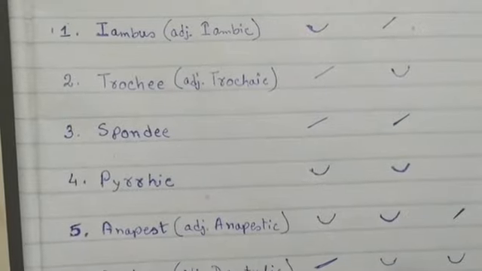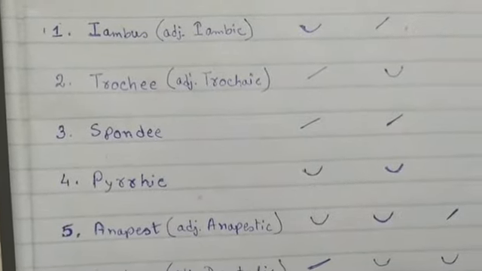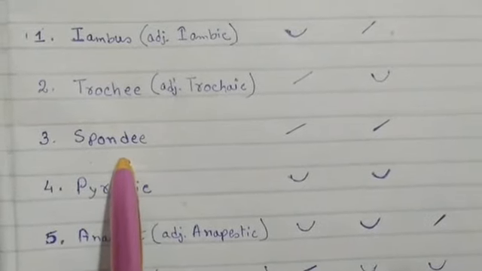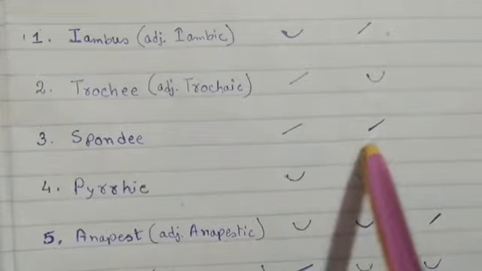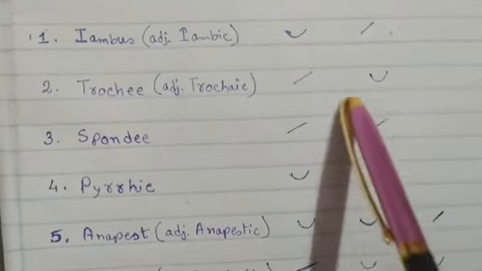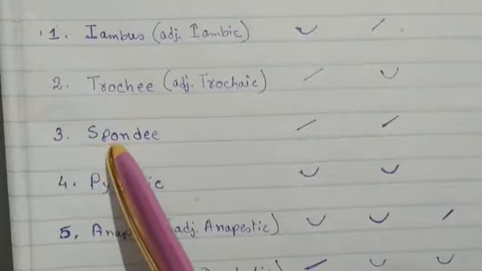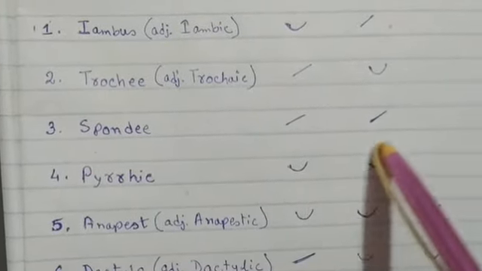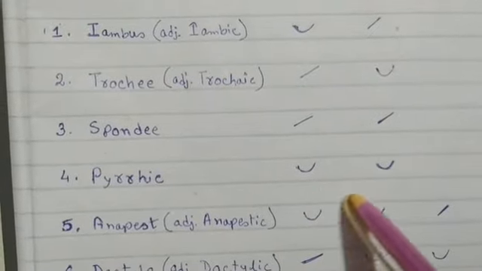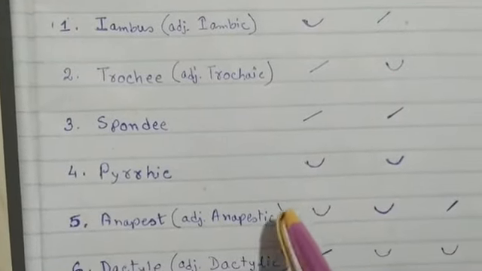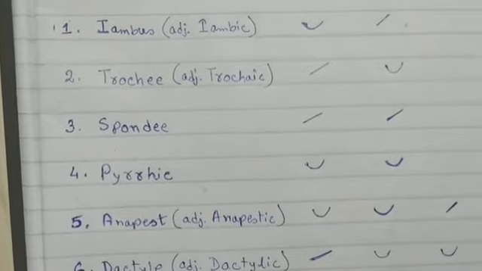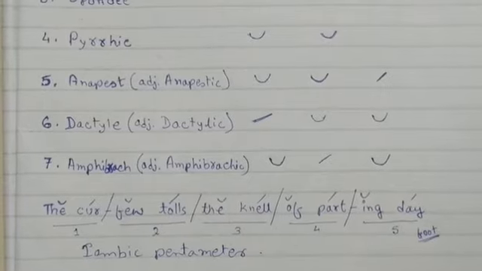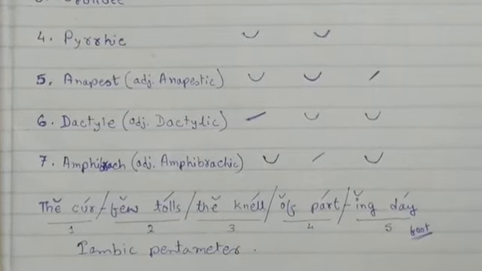Okay, so when both the syllables are accented, then the foot is called spondee. The foot that these two syllables are making together is called spondee. And when both the syllables are unaccented, the foot is called pyrrhic. Clear? Okay, let's move on to trisyllabic foot, or trisyllabic feet.